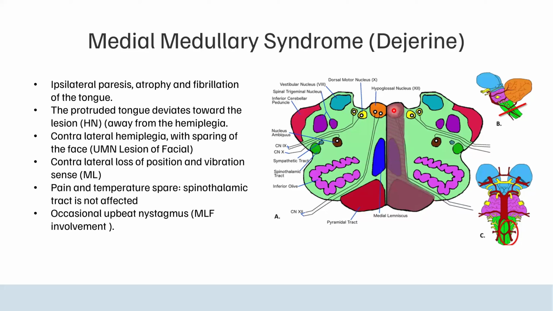So since the hypoglossal is affected, I got these straight from Dr. Yaqeen's slides so that I don't miss anything. You're going to have atrophy and fibrillation of the tongue.